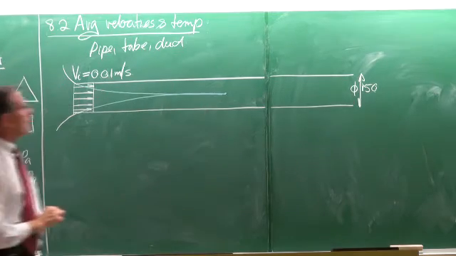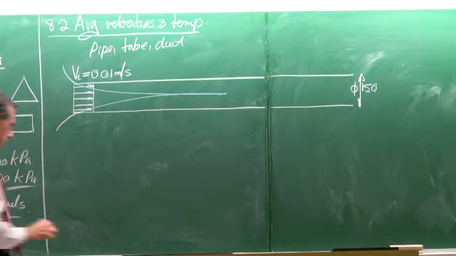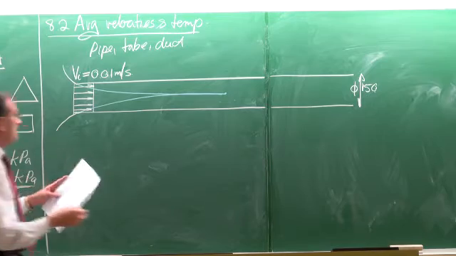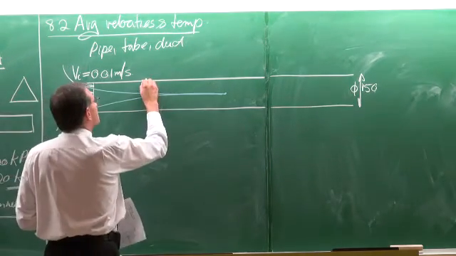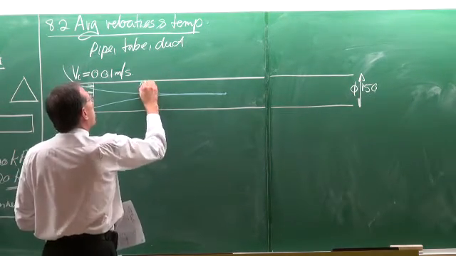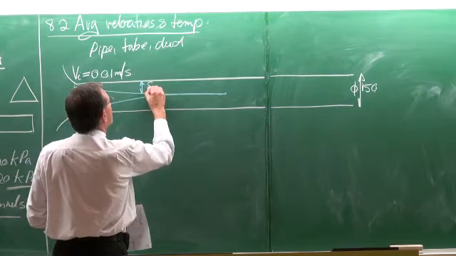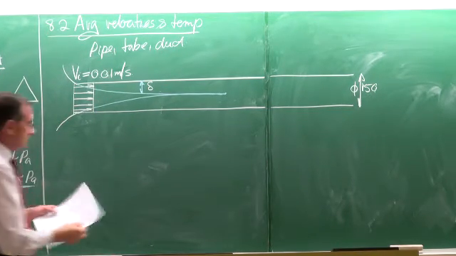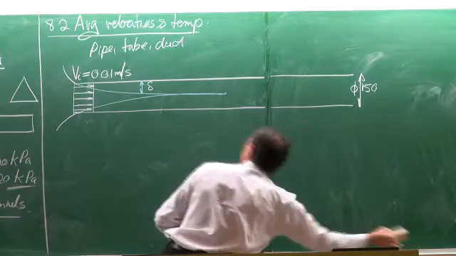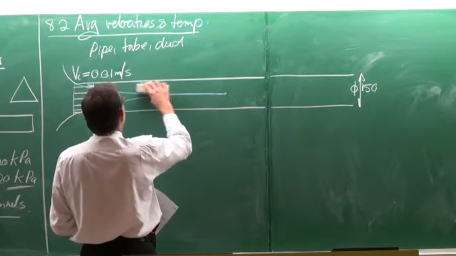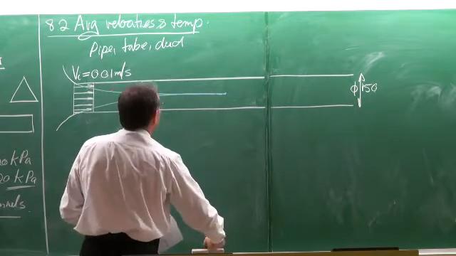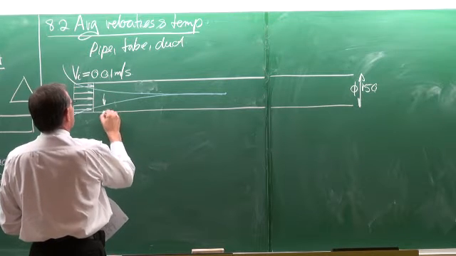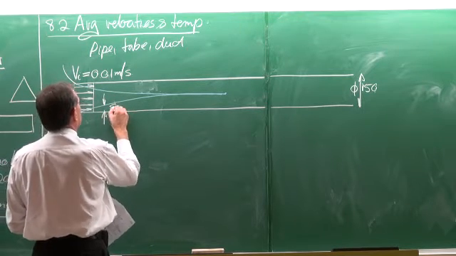And that is the development of the boundary layer. And that distance is delta. Okay. Let me do it here. Okay, so that is the boundary layer thickness, delta.